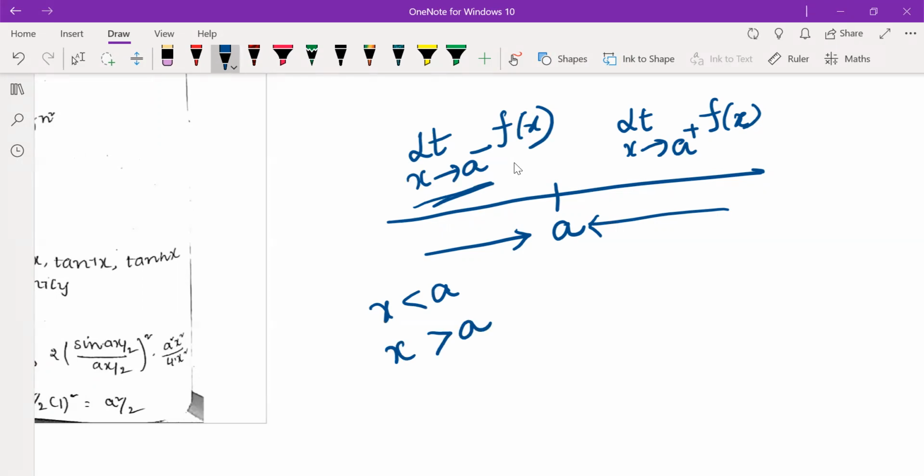Limit has no relevance with the value of the function at a. That means even if the function doesn't exist at a, the limit can exist.